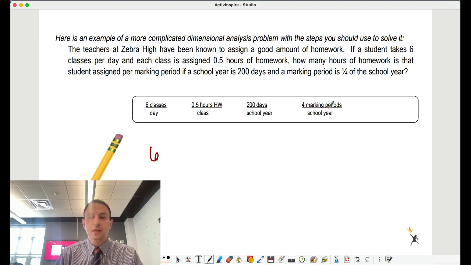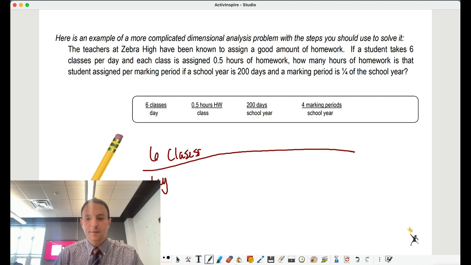So I want marking period to be left over, and I want hours to be left over. Those are the kind of keys I'm looking for. So if I know that we have 6 classes a day, so there's our first setup. Sorry about that horrible line. But I wanted to make classes come up here.